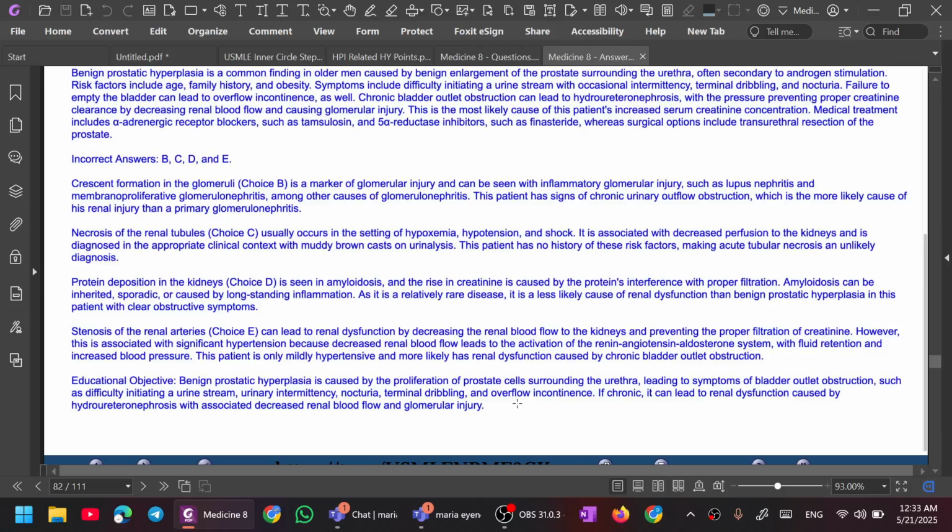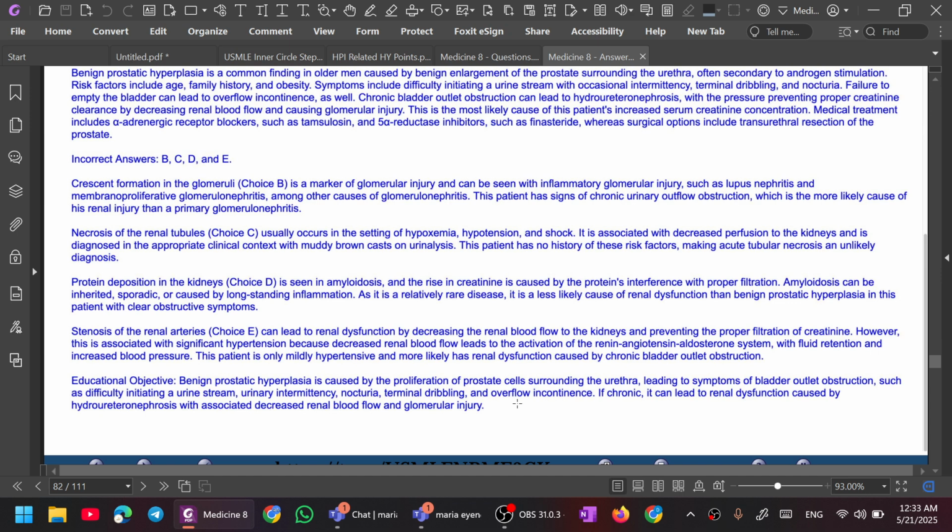It's not D because protein deposition in the kidneys is seen in amyloidosis, and the rise in creatinine is caused by protein interference with proper filtration. Amyloidosis can be inherited, sporadic, or caused by long-standing inflammation. As it is a relatively rare disease, it is less likely a cause of renal dysfunction than BPH in this patient.